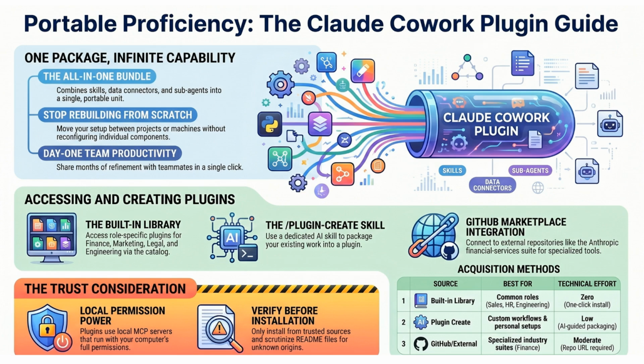The big idea is simple. Stop rebuilding your setup from scratch. A Cowork plugin bundles skills, connectors, and subagents into a single unit that can be installed, customized, reused, and shared. Instead of manually recreating a workflow every time you change machines, start a new project, or onboard a teammate, you can package the entire setup once and install it whenever needed.